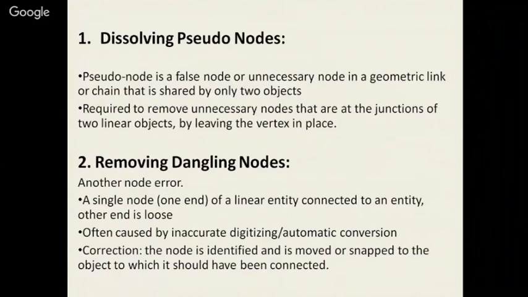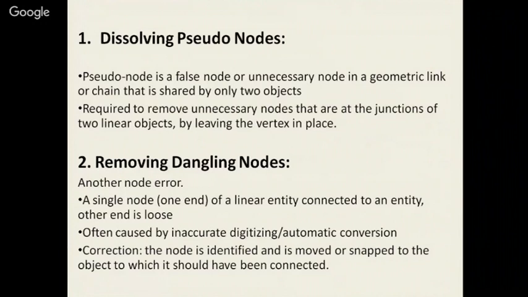So first of all, it's dissolving the pseudo nodes. Nodes are the basic structure representing points in the vector data. There tend to be false or unnecessary nodes while we do digitization, so they should be removed: the unnecessary nodes at the junction of two linear objects, leaving the vertex. Because later, when we build topologies of the vector data, these points tend to disturb and give out wrong information.